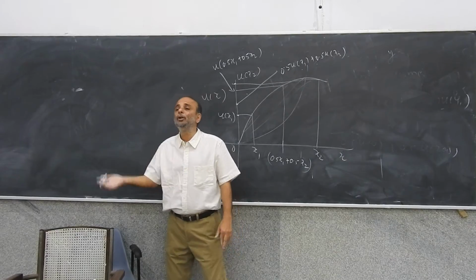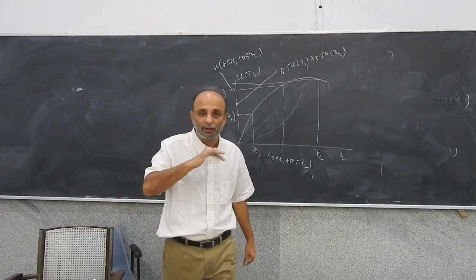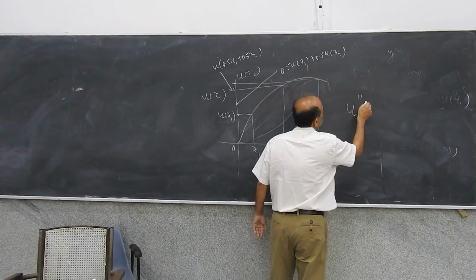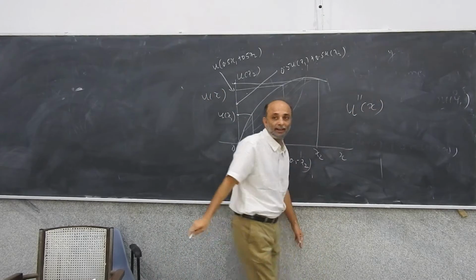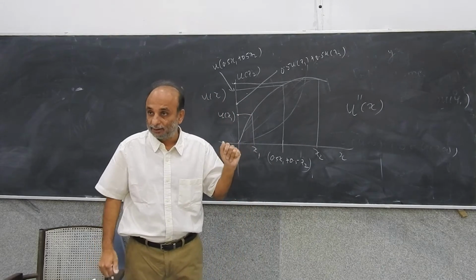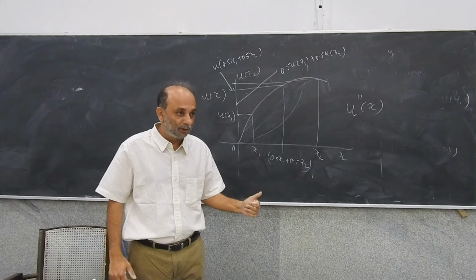Yes. So the second order derivative of a function captures its curvature. So you must have u double dash of x. The measure of risk aversion must start with u double dash of x. But it can't end with u double dash of x.